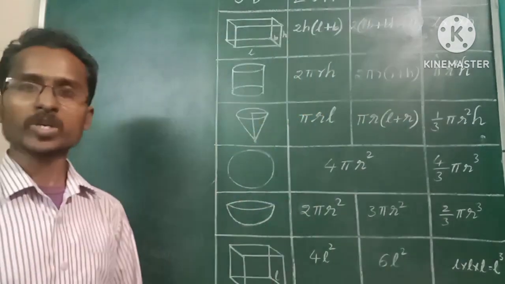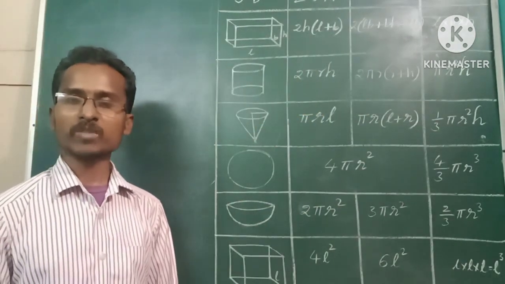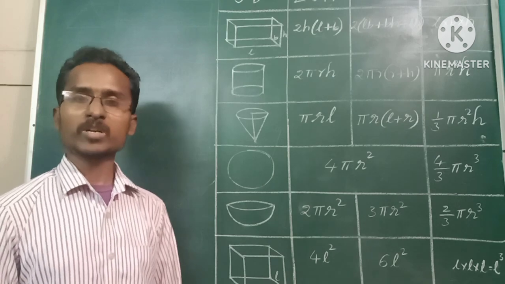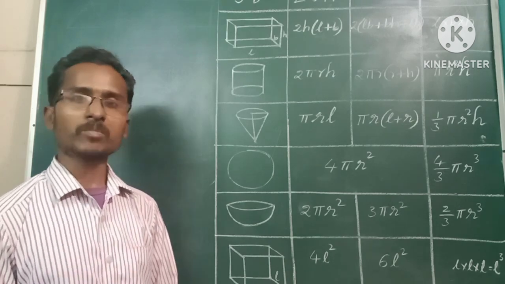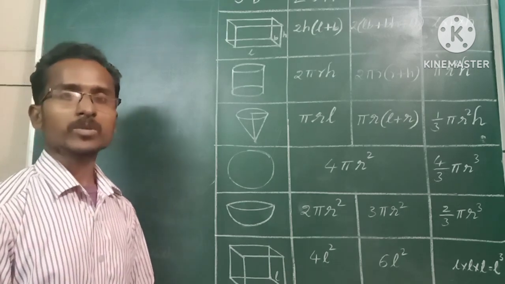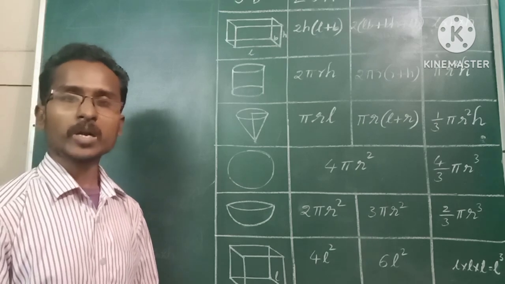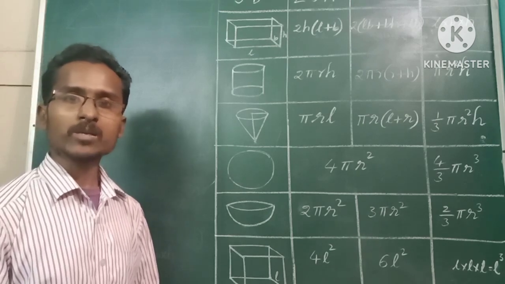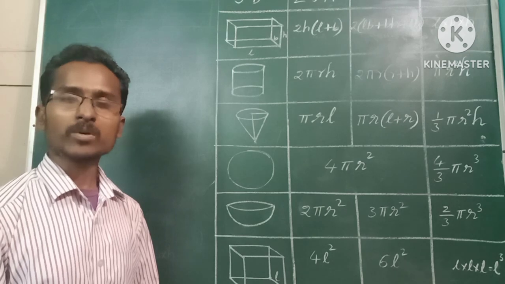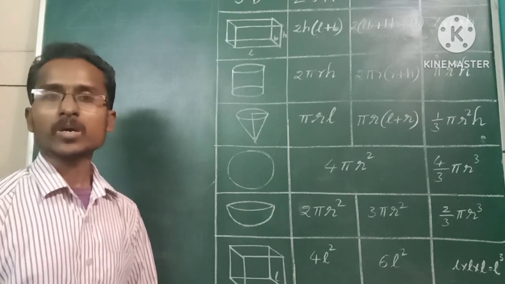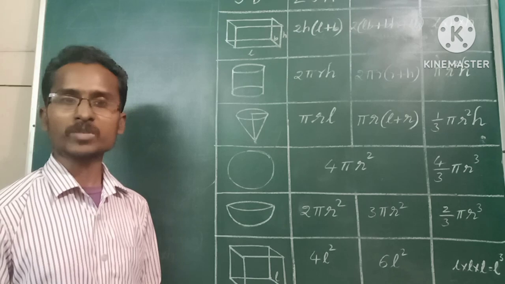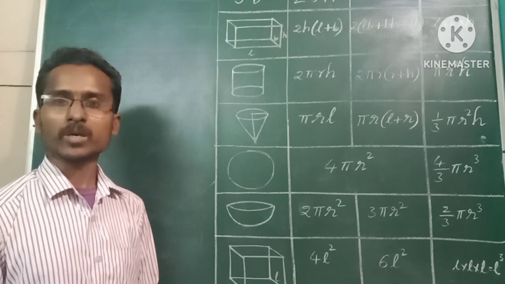Now I am going to explain about two-dimensional figures and three-dimensional figures. The topic is surface areas and volumes. What are two-dimensional figures? Triangle, rectangle, square, parallelogram, rhombus, circle. These are the two-dimensional figures. The two-dimensional figures have area.